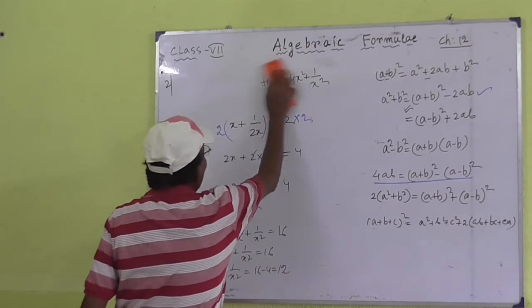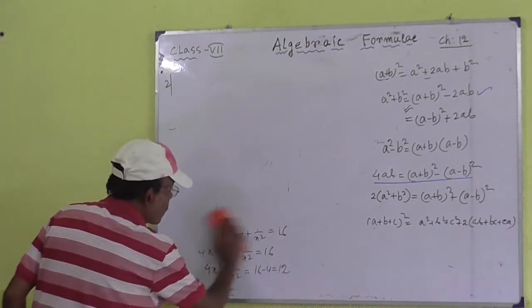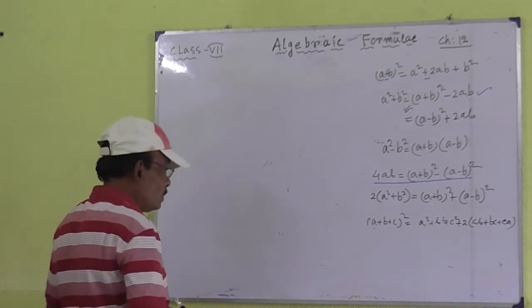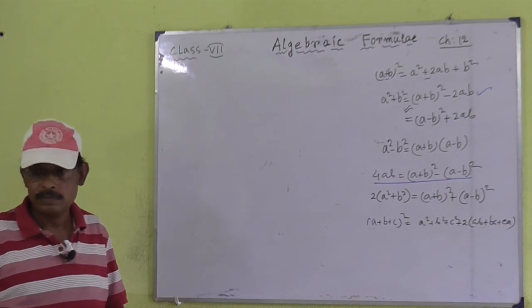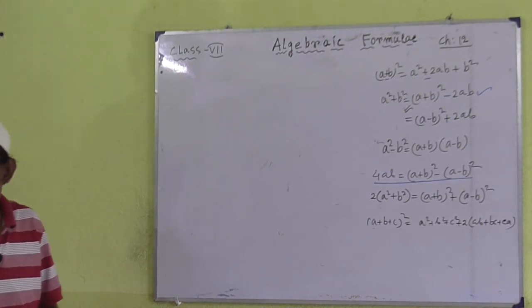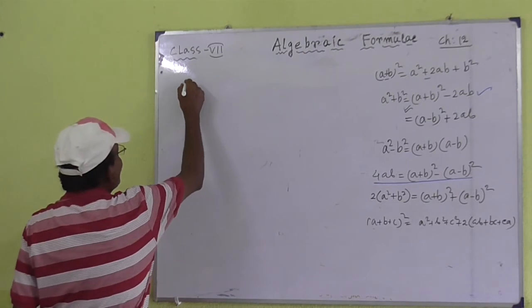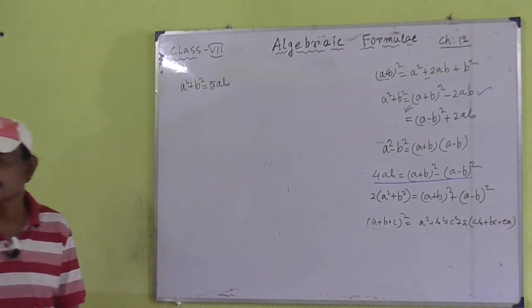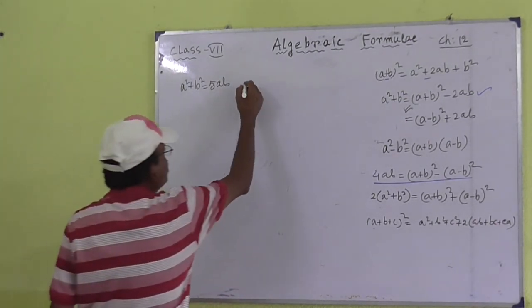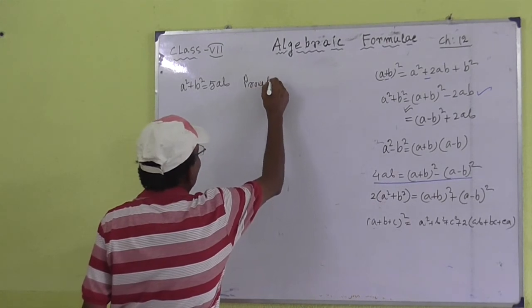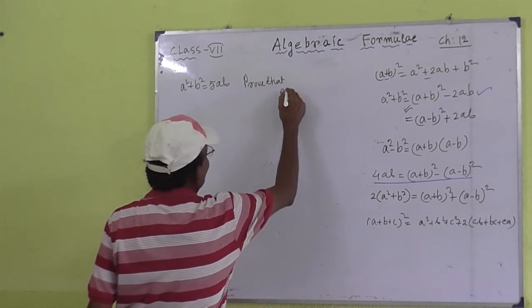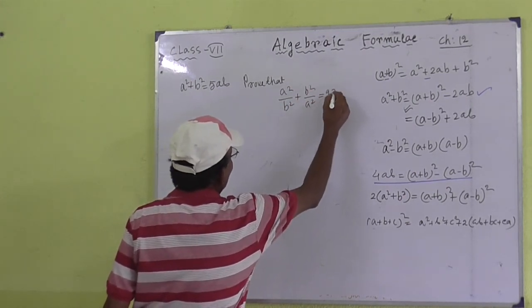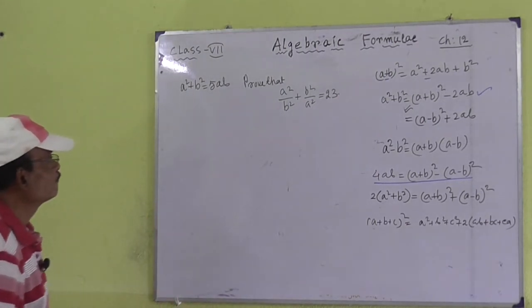Now, the next sum: a square plus b square equal to 5ab. Prove that (a square plus b square) by a square equal to 23. How to prove this problem?